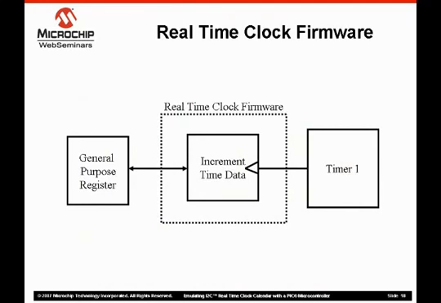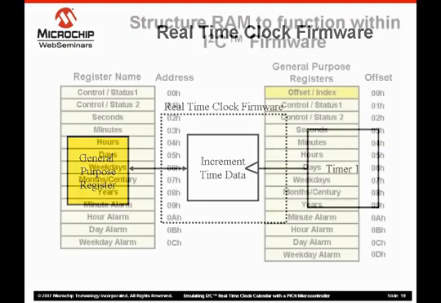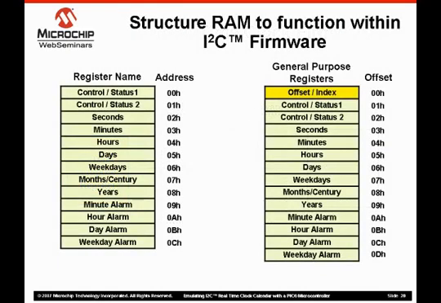The real-time clock firmware accesses the timer 1 peripheral and general purpose registers. The general purpose registers need to be structured so that the I²C state machine can access the entire register map of the real-time clock. In this slide, we see that we must ensure that the data is grouped together in our GPR and that an additional register is added to the array. This register holds the index or offset location.